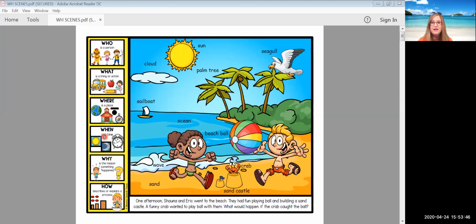The when, let's see if we can figure out the when. When can be a question about a time or a season or time of day. So let's see. One afternoon. Oh, afternoon. So it wasn't morning. It wasn't nighttime. You can tell the sun is out. So it tells us right here, afternoon.